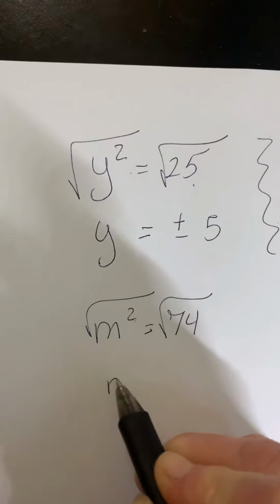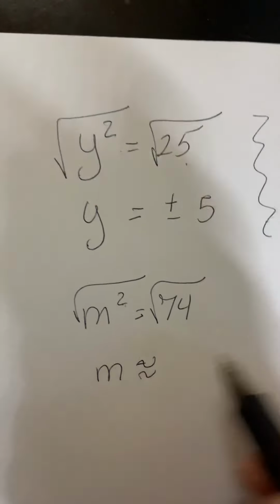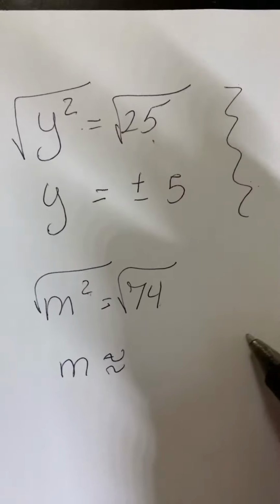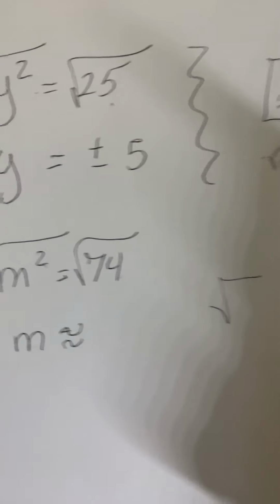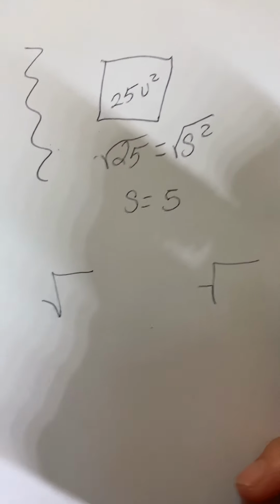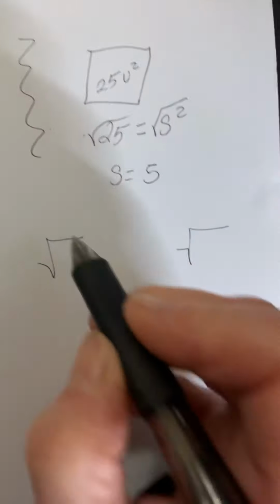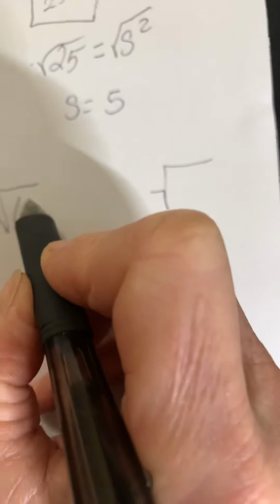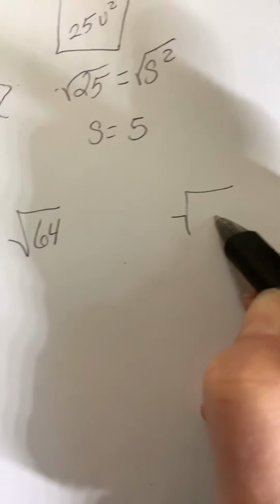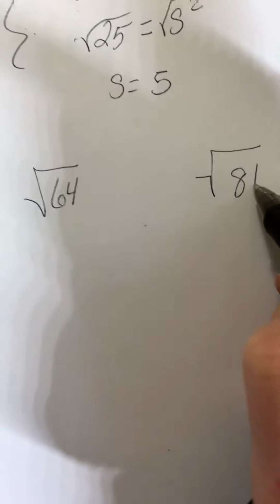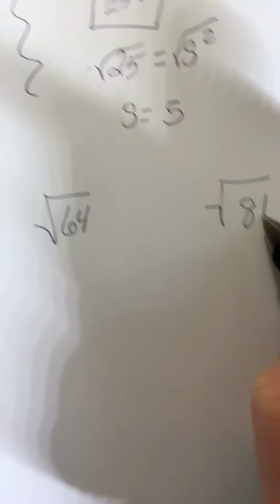And I'm going to have m is approximately, because that's not a perfect square. So I got to go over here, and I have to find out what two perfect squares 74 is between. So let's see, 8 times 8 is 64, and 9 times 9 is 81. So it's between these two perfect squares.